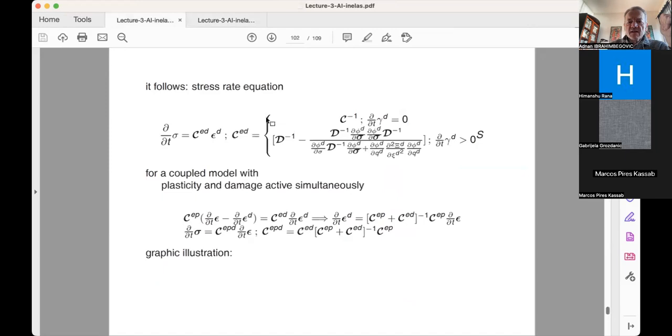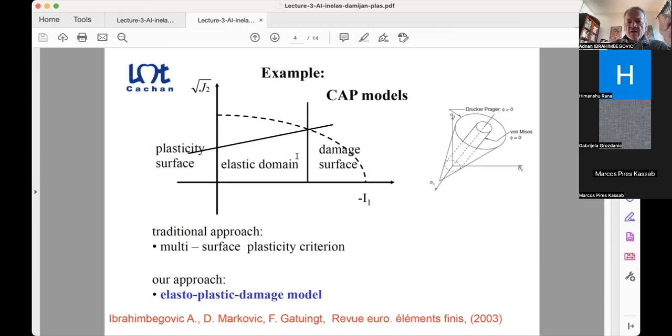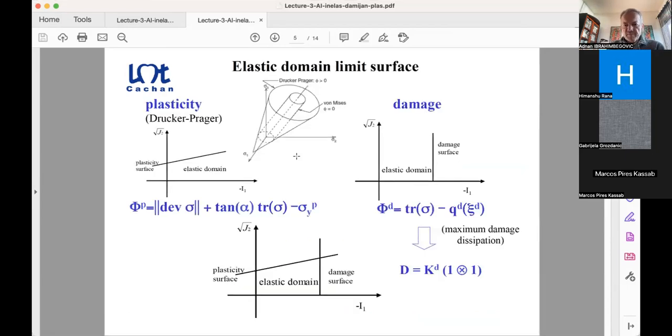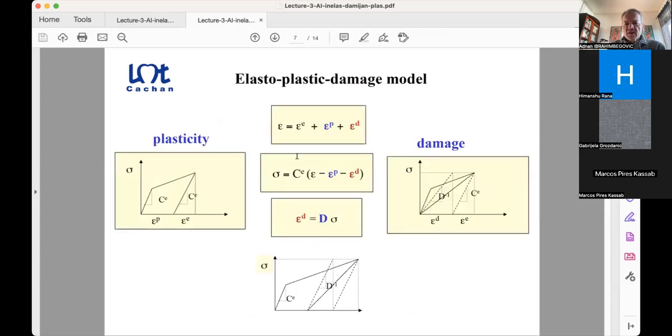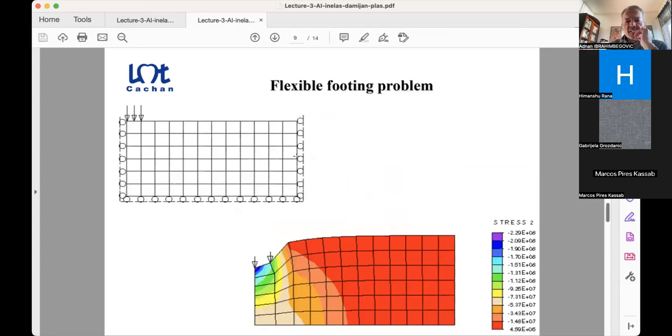That basically gives you how to compute this type of thing in the damage model. So basically, the idea is that I can have the computation of this kind, and at the end converge into the result. So one illustration is a soil mechanics type of problem with a flexible footing.